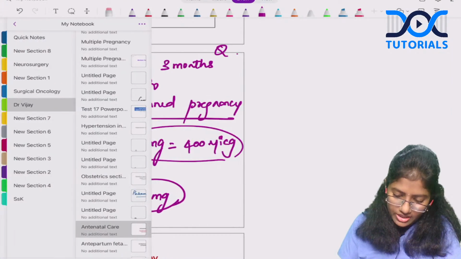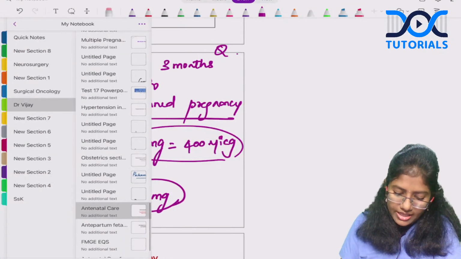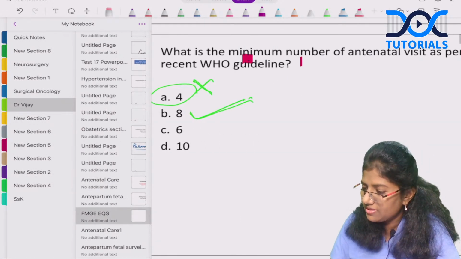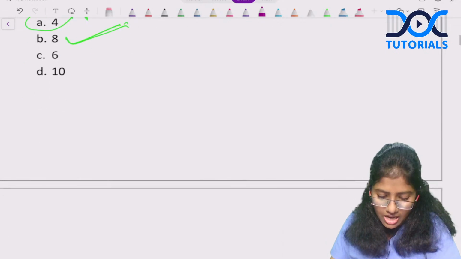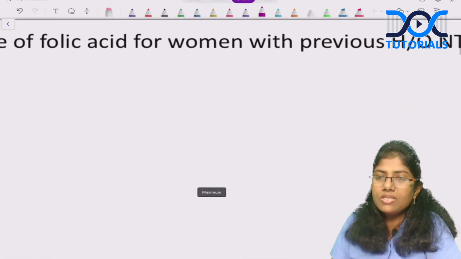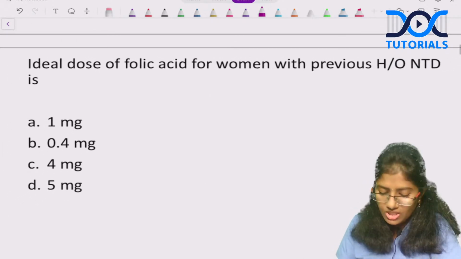Therapeutic dose of folic acid. What is the answer for this? Ideal dose of folic acid for women with previous history of neural tube defect. What is your answer?